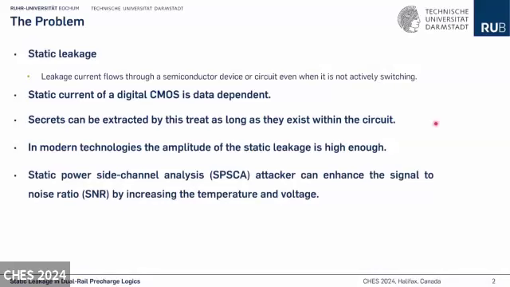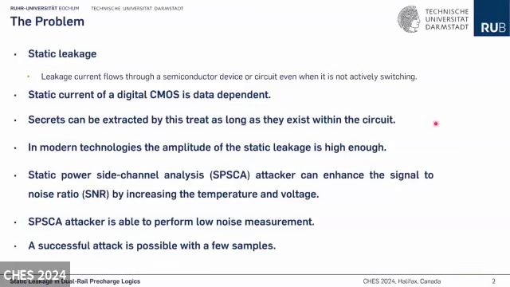Besides the increasing share of this side channel in nanometer devices, a static power side channel analysis attacker, or shortly SPSCA attacker, can enhance the signal-to-noise ratio by increasing the supply voltage and also the temperature. Moreover, the attacker is also able to hold the clock pulse for a long time and measure the static current multiple times. Then, by calculating the average of the recorded samples, the attacker is able to reduce the measurement noise. In this way, the SPSCA attacker can perform a successful attack with just a few number of samples.